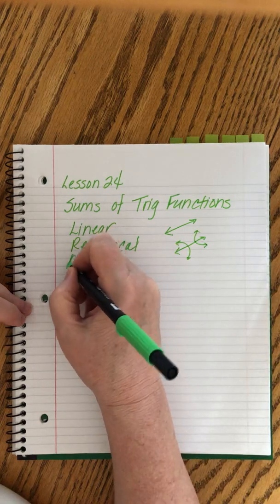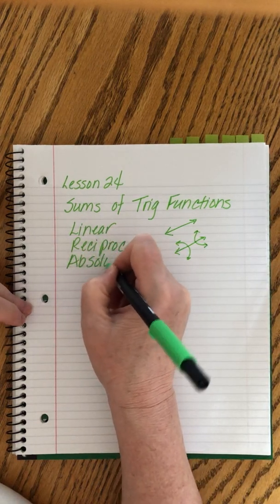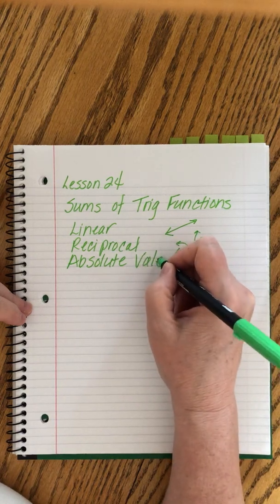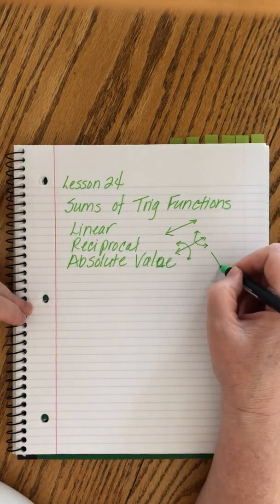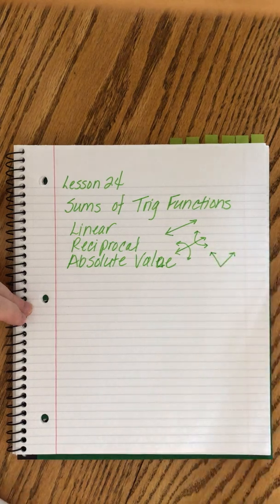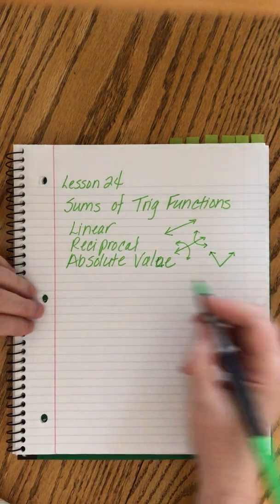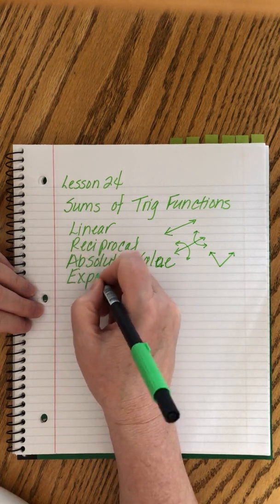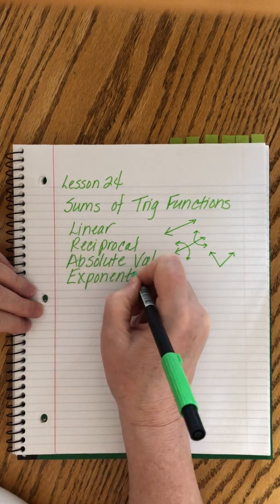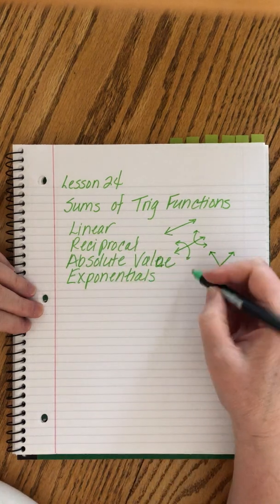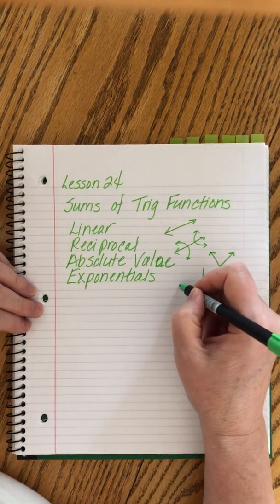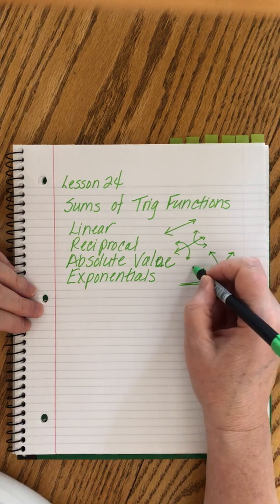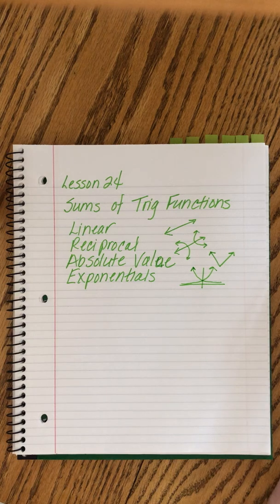We had absolute value. They're very sharp. They make a V. That's my flying geese formation. And then we talked about exponentials. And they go either like that or like that, depending on whether the base is greater than 1 or less than 1.